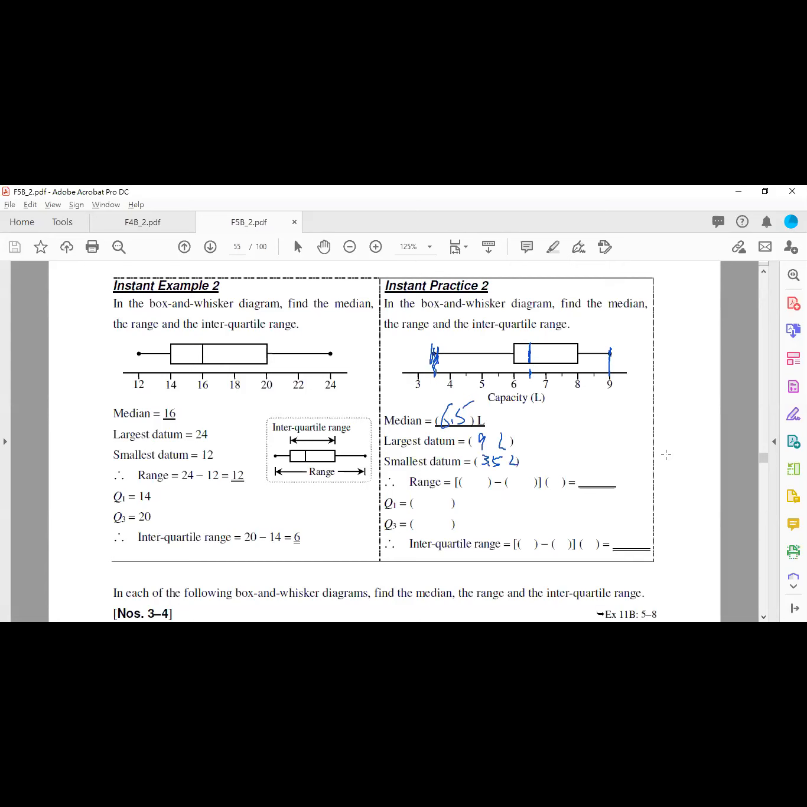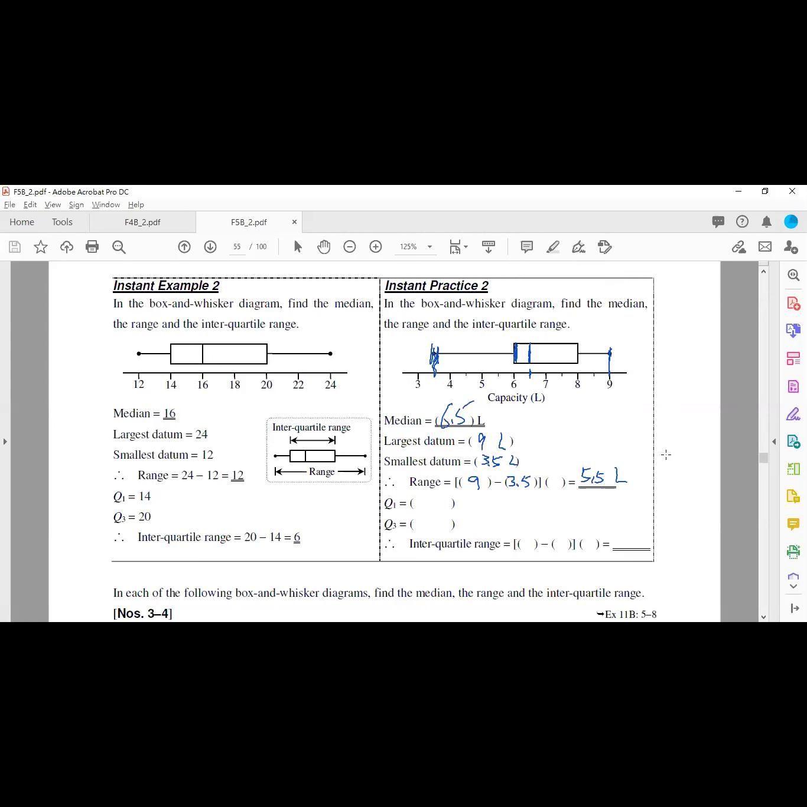So the range is calculated by the largest datum minus the smallest datum. That should be 5.5 liter. In the calculation process you can omit the units, but the answer must have the unit. And then Q1 is the left side of the rectangle.